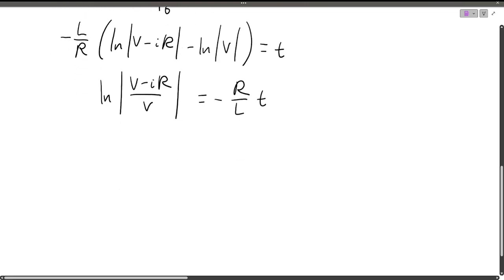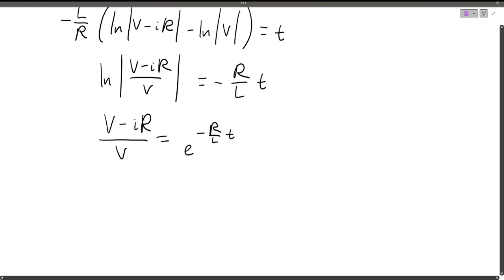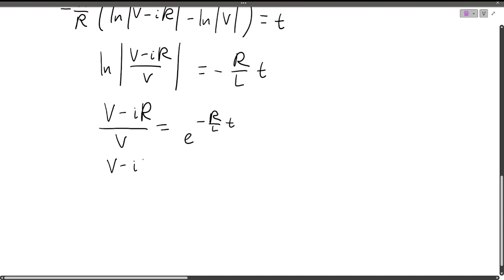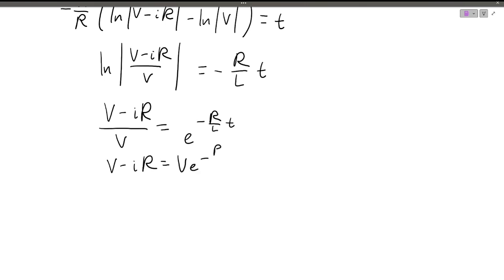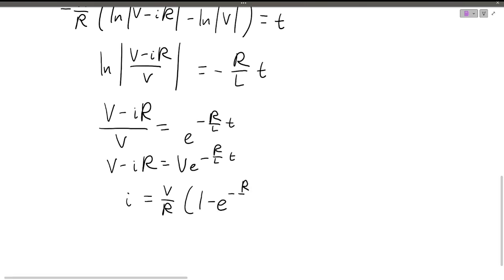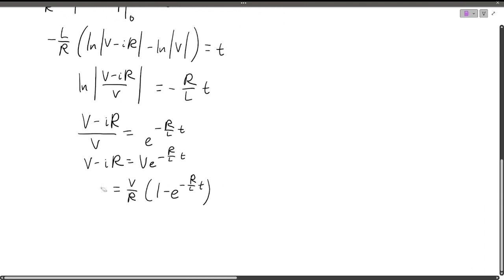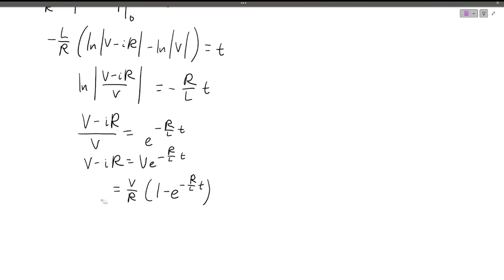We raise e to the power of both sides. (V minus IR) over V is equal to e to the negative R over L times t. And then from there we do a little bit more rearranging, and we find I is equal to V over R times (1 minus e to the negative R over L times t). And there you are. I suppose this was a big I, ever since I subbed in the fundamental theorem of calculus.